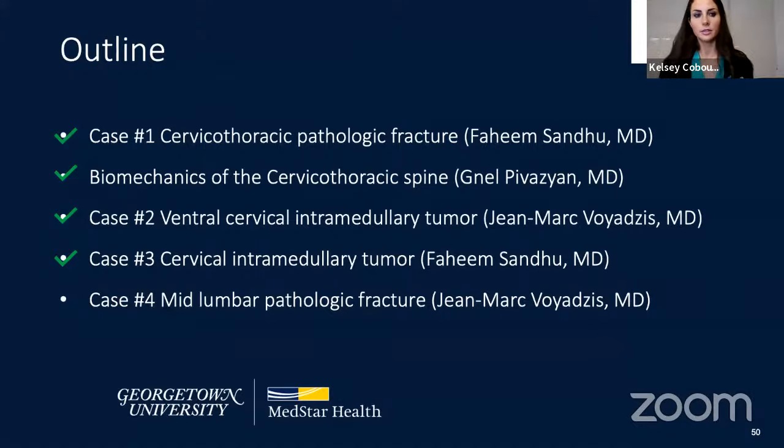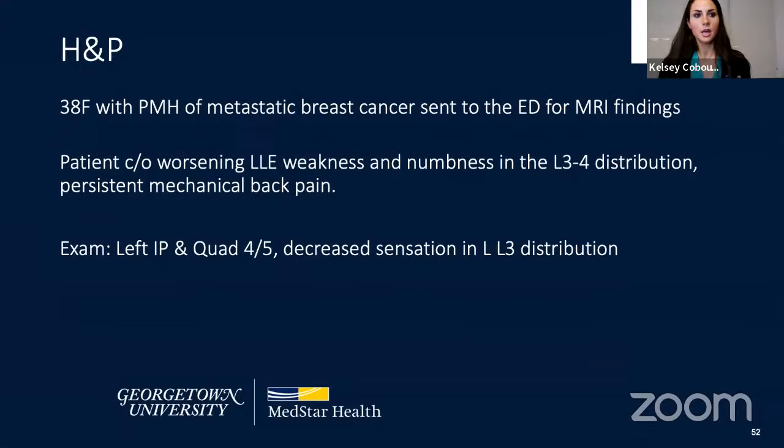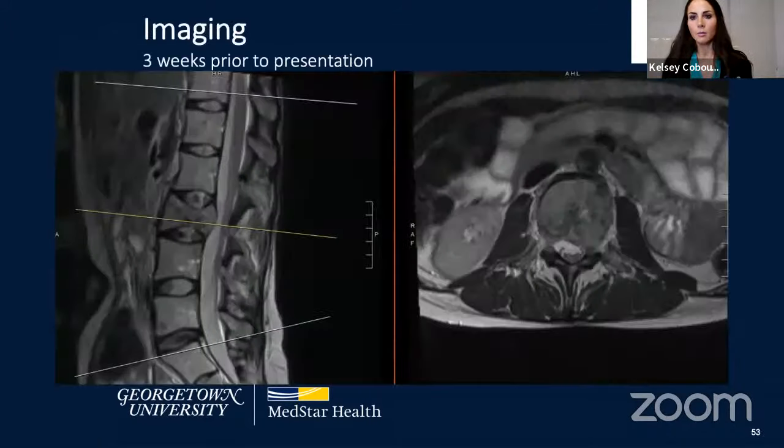Okay, I think we'll move on to the next and last case, which is a case of a lumbar pathologic fracture. This one is Dr. Voyatzis's. So this patient is a 38-year-old female with a past medical history of widespread metastatic breast cancer, who was sent to the ED from radiation oncology clinic due to a finding on her lumbar MRI from that day. She had been complaining of worsening left lower extremity weakness and numbness, primarily in the L3-4 distribution, and persistent mechanical back pain, which is what prompted the repeat MRI.